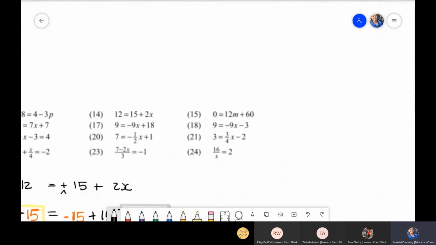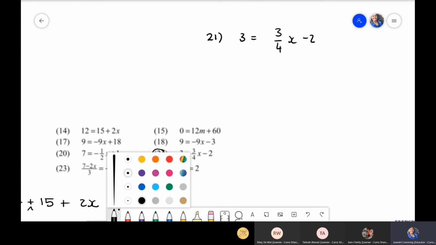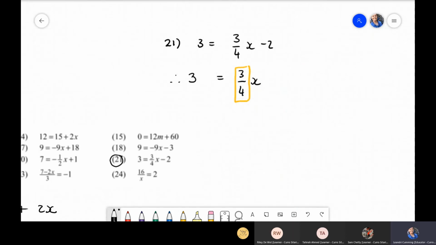Now, one last one here, if time allows. Let's quickly see how we would go about number 21. 3 is equal to 3 over 4x minus 2. What would I want to do here? If I want to keep the order as it is, that's also fine. Therefore, I will read to myself 3 is equal to this 3 over 4x. And I purposefully write this coefficient next to x because later on it will help my eye see what I need to do to perform the inverse operation.